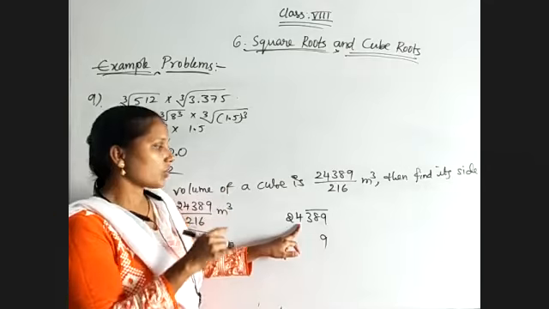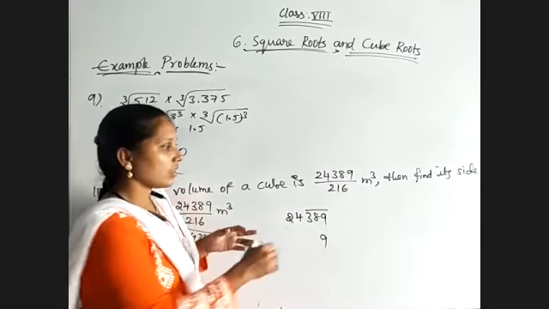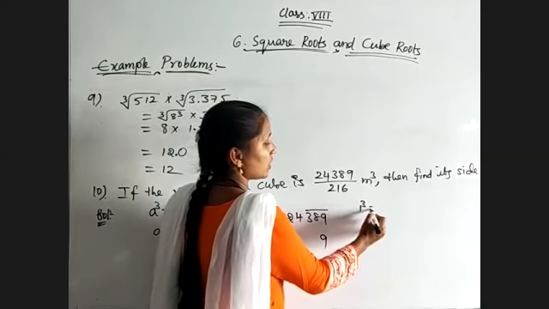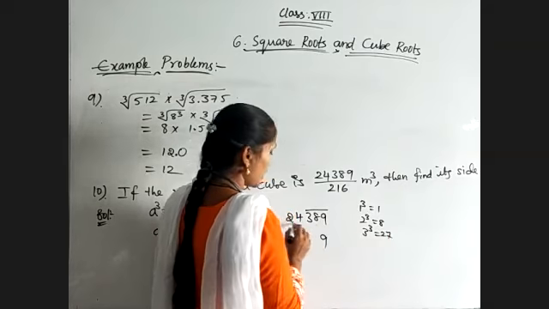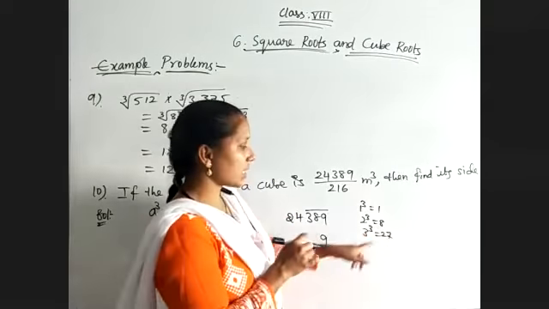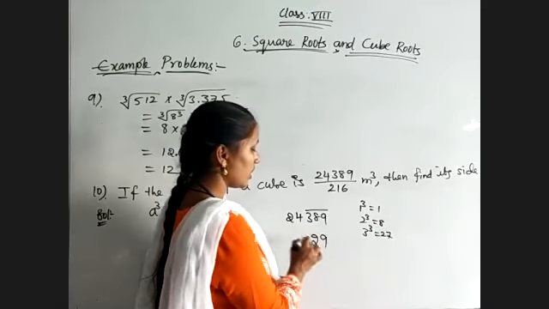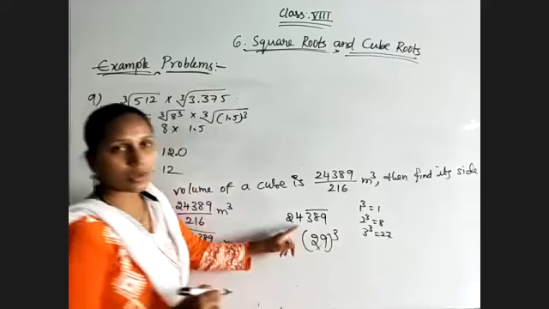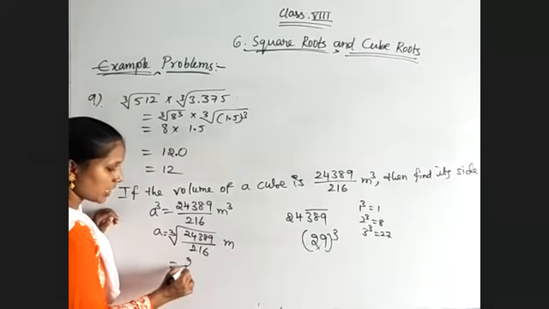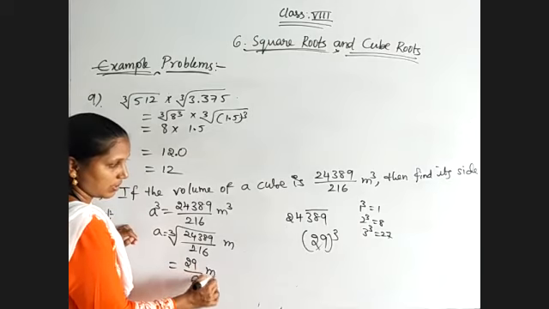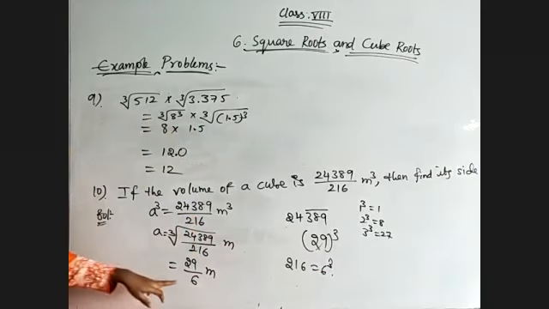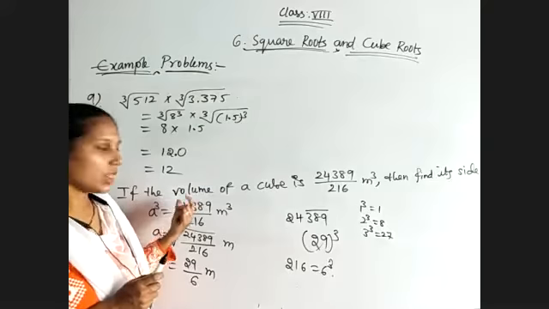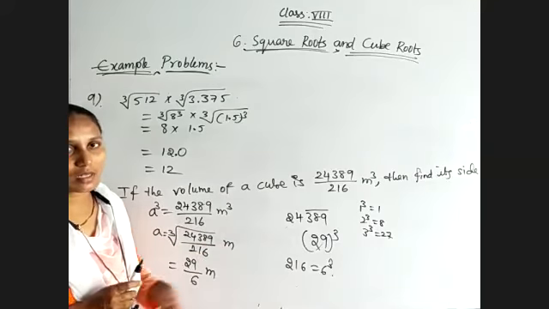Sorry, not squares. Cube values we must take. So 1 cube is 1, 2 cube is 8, 3 cube is 27. So 24 is lying between 8 and 27, means we must take the lesser value. So the tens digit will become 2, means 29 cube we will get for this value. So the cube root of this numerator is 29, and for the denominator, 216 is equal to 6 cube, so 6. That's all. So this is the side of the cube. Whenever volume is mentioned, go and find the cube root of the given number. That's all, you will get this side.